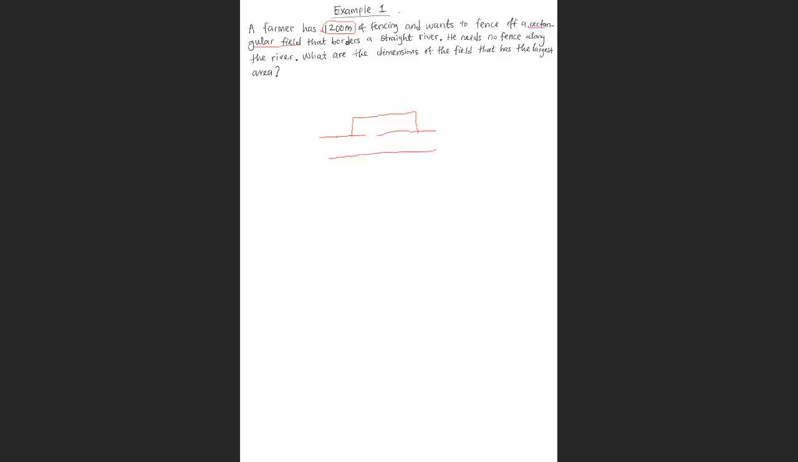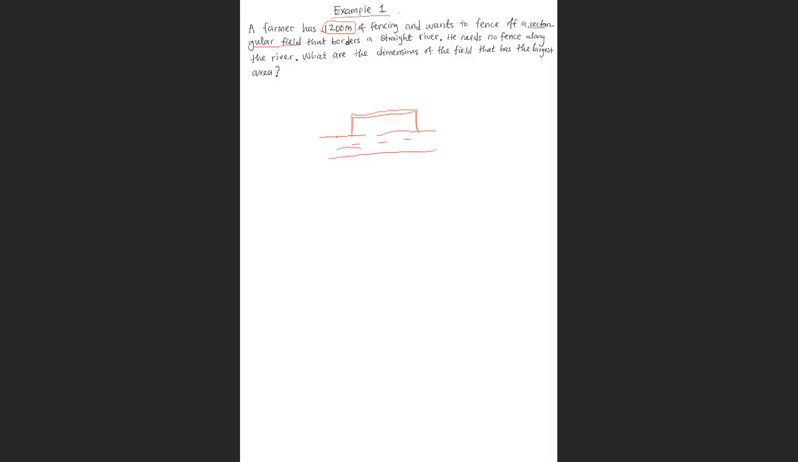I'll just use this for the river. So there's a river. And they tell me they have 1,200 meters of fencing. So it means this total distance here, this whole length here, is 1,200 meters. Mathematically, we say that's just the perimeter of your rectangle. So you see, just by doing a little sketch, it already gives you so much information, all right? And then now ask yourself, what exactly am I being asked in this question? I say he needs no fence along the river.